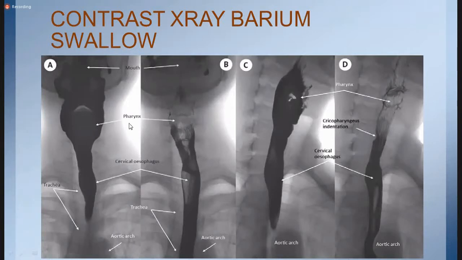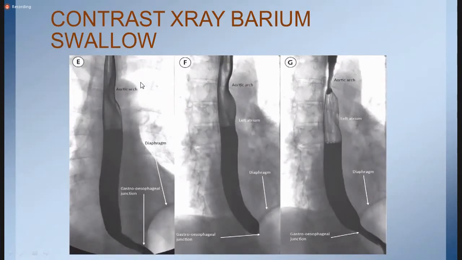This is the mouth, and this is the pharynx. Then the cervical esophagus, and then we have this white area. This is trachea, and this is the shadow of the aortic arch. There is an indentation over the upper cervical esophagus by the cricopharyngeus muscle inferiorly that defines the boundary between the pharynx and the esophagus.